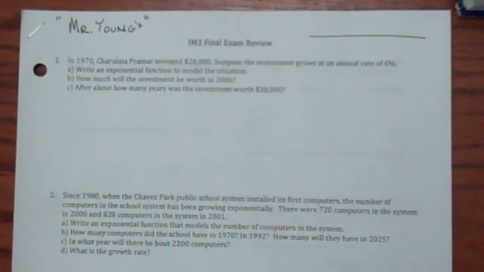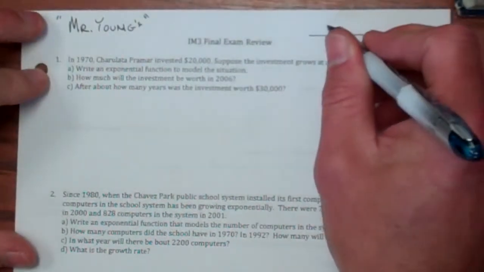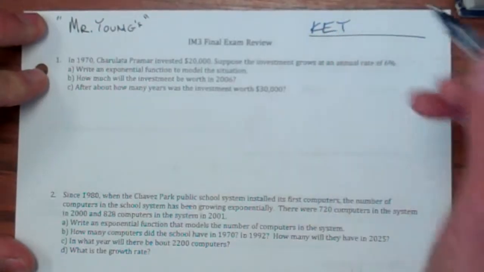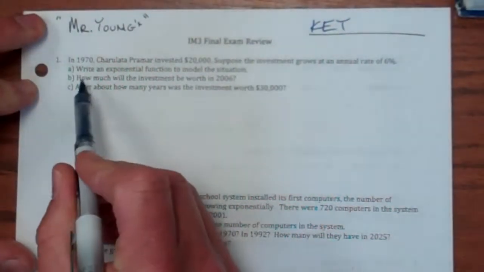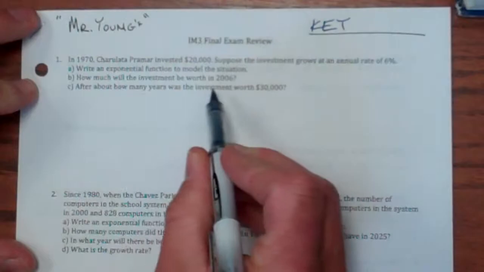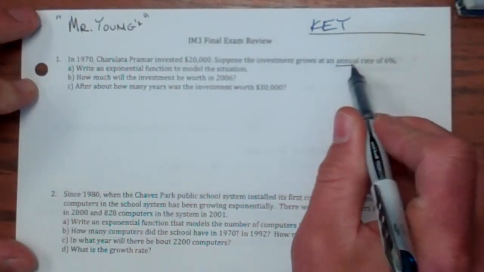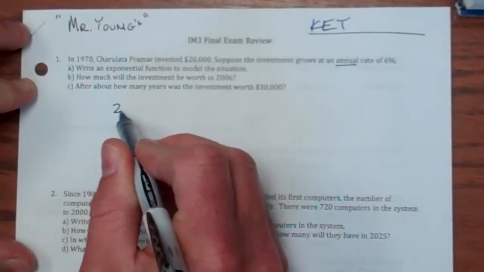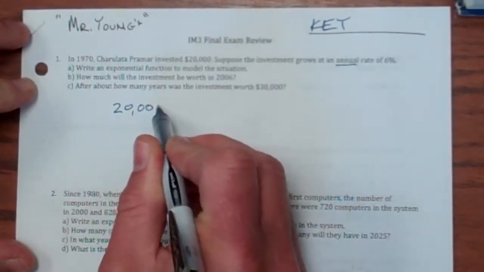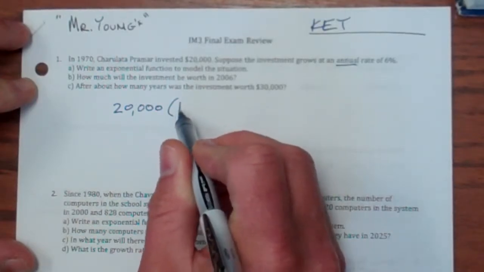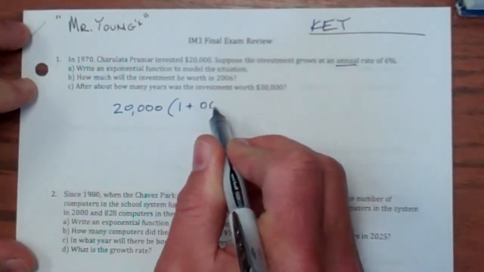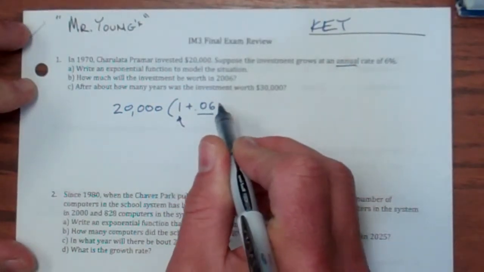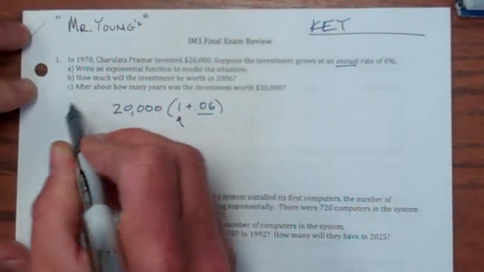Answer key for Mr. Young's IM3 review exam. We are imagining that in 1970, $20,000 was invested, growing at an annual rate, compounded yearly at 6%. So you've got your initial amount, $20,000, and it's going to be 1 plus 0.06. That's the interest rate, and that's going to keep the original. So you're not just taking home the interest, it's the original plus the interest.